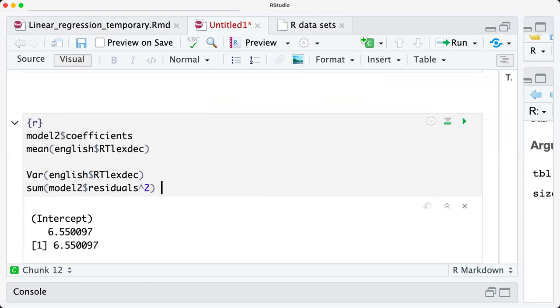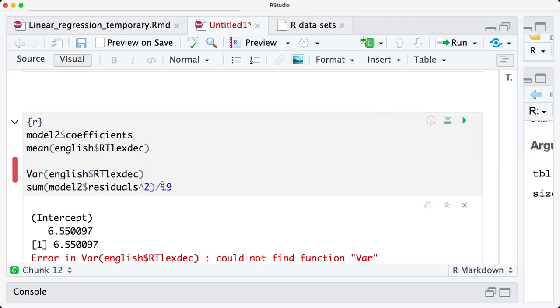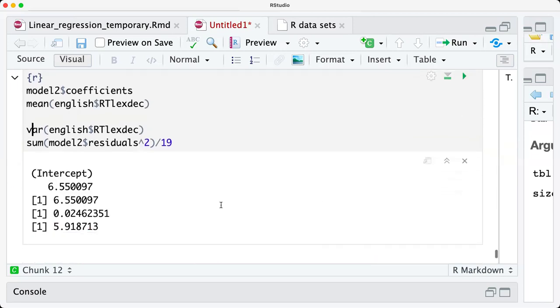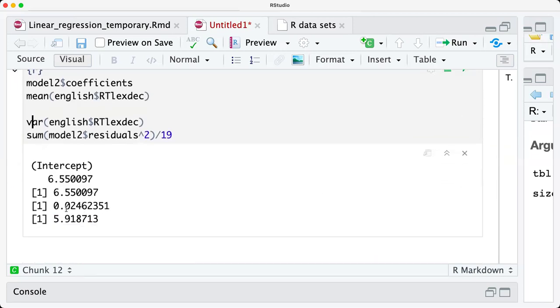So we have to divide it by 19, I guess, because we are predicting it using a constant, so not the variance. What's happening here?